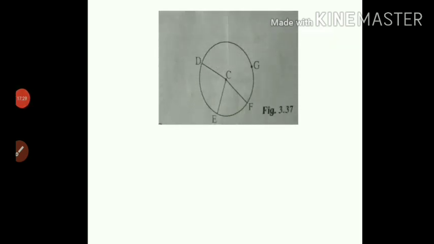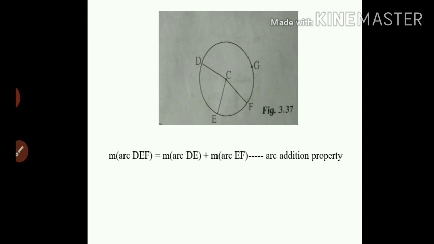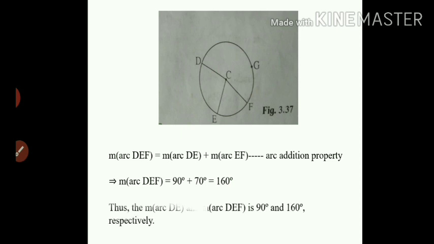Now see students, I want to find the measure of arc DEF. Using the arc addition property, measure of arc DEF will be equal to arc DE plus arc EF. So that is 90 plus 70, which is 160. So the final answer: the measure of arc DE and measure of arc DEF will be 90 and 160 degrees respectively.